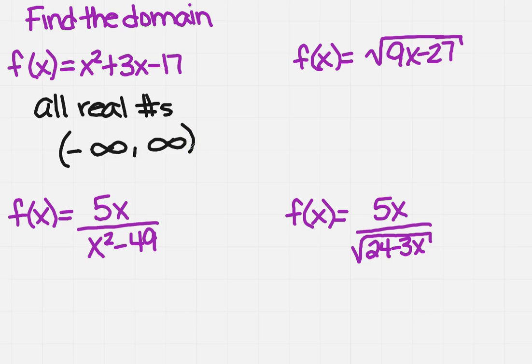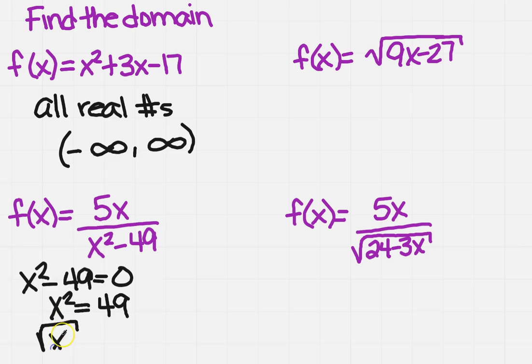So we want to work our way down. So when I'm looking at the next one, remember what we talked about before, the denominator can never equal 0. So the first thing you want to do is set the denominator equal to 0. I want to solve for x, so I get x squared equals 49. The opposite of squaring something is taking the square root. And remember, when you take the square root, you have to take the plus or minus on the right side. So your answer is plus or minus 7. So that means that your domain can be any value except plus or minus 7.